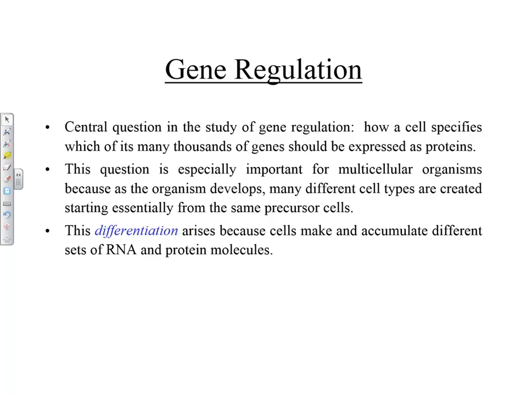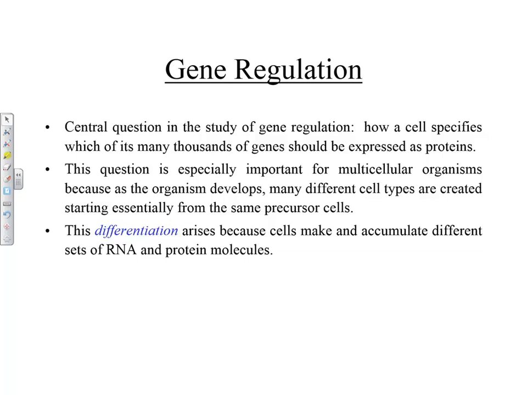So now we get to the central question in the study of gene regulation. How does a cell specify which of its many thousands of genes should be expressed as proteins? Because we have made the argument before that every cell from the same organism has exactly the same genome. So how does the cell decide which of these genes should be expressed? This question is especially important for multicellular organisms because as the organism develops, many different cell types are created starting essentially from the same precursor cells. The single fertilized egg is going to give rise to the hair cells, the skin cells, the liver cells, the heart cells, the brain cells, everything. So how is that accomplished?